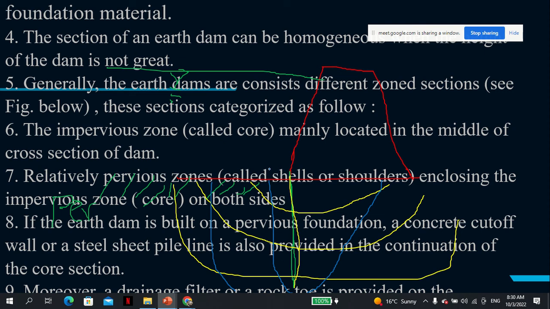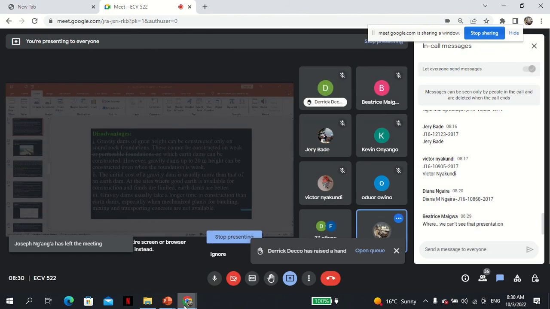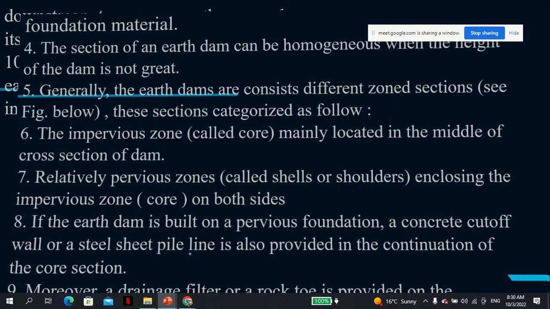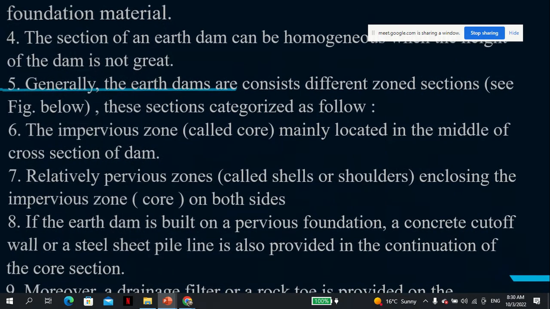So if the area is pervious, you can increase the path and use sheet pile. This is an idea. Although sometimes you can also do what is called grouting, or a combination depending on what is required. Still, this is what I'm saying. There's still a sheet pile. This is what I'm explaining. And so the drainage filter. Oh yeah, so drainage filter.